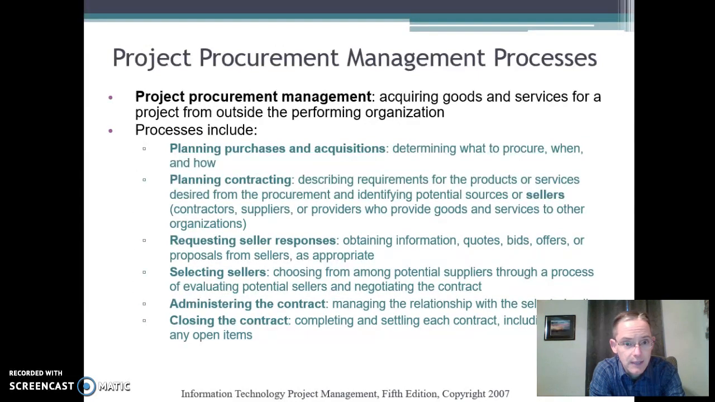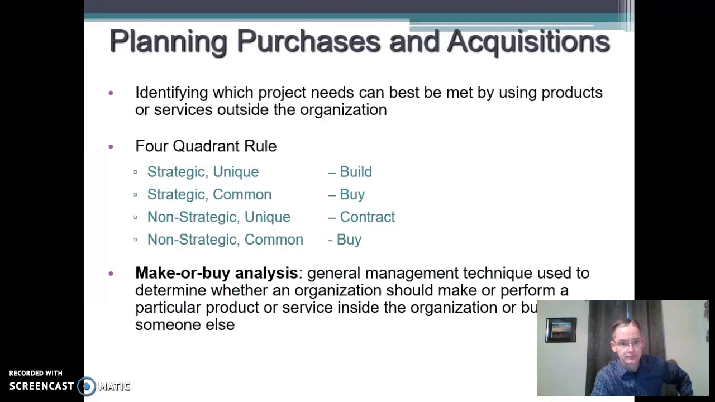Number of processes that we have in place. Your book goes into all these. There's planning the purchases, planning the contracting, requesting seller responses, which we'll go into how to do that, selecting those sellers, and then once you've done all that, you administer the contract, make sure it executes correctly, and then close it out when you're done.